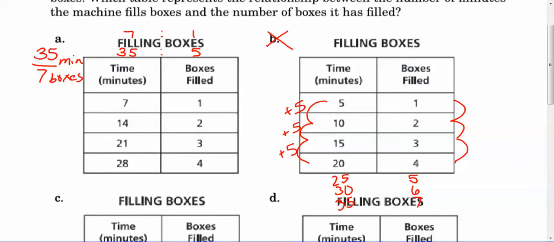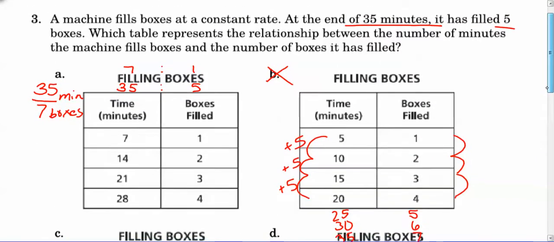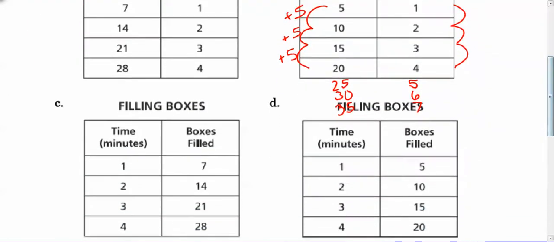7 boxes would be 35. So, let's see. So 35 minutes, it's 5 boxes, not 7 boxes. So that doesn't match up to what we were given in the problem. Let's look at choice C here. Choice C says time 1 minute, boxes filled 7.